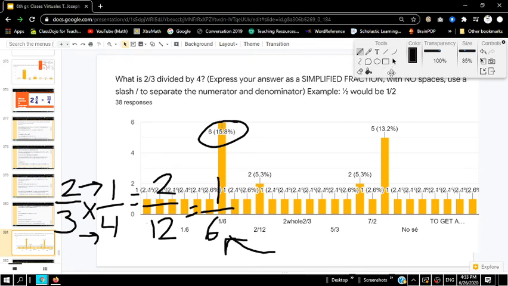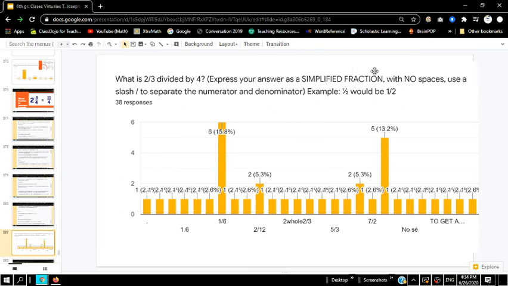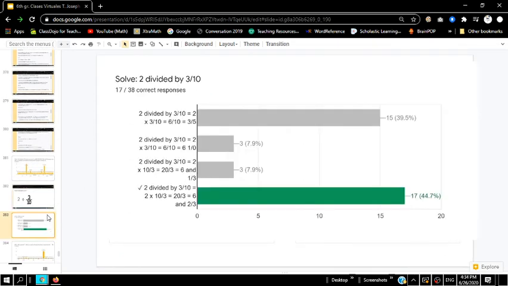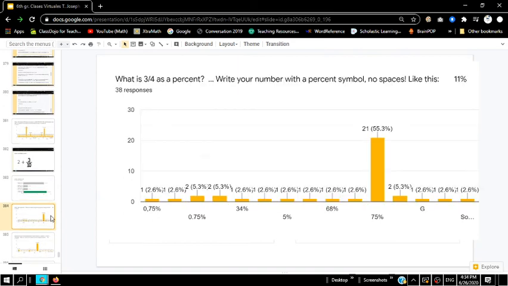I think the majority of the problems that we had incorrect were ones where you had to type in the answer. Okay, so that might have complicated it a little bit more, which, you know, it is more complicated. I understand that. Here we have 2 divided by 3/10. Same type of problem. 17 kids got that correct, so 44%. 2 divided by 3/10 is the same as 2 times 10 over 3, just that reciprocal, which equals 20/3, which equals 6 and 2/3.